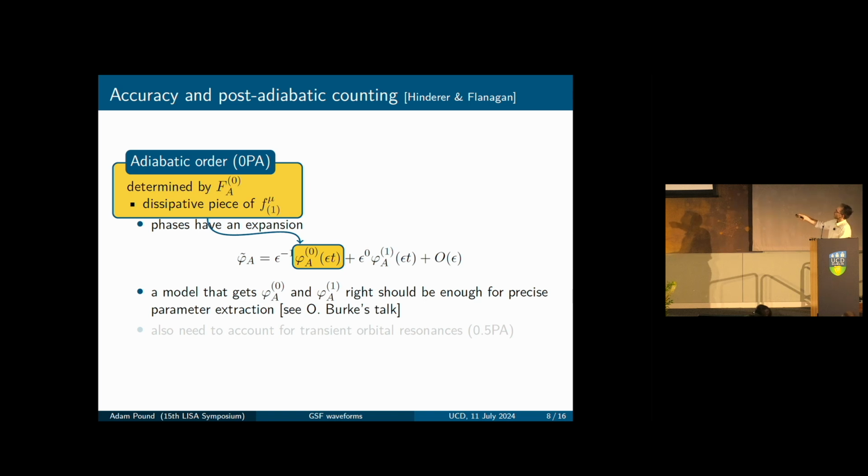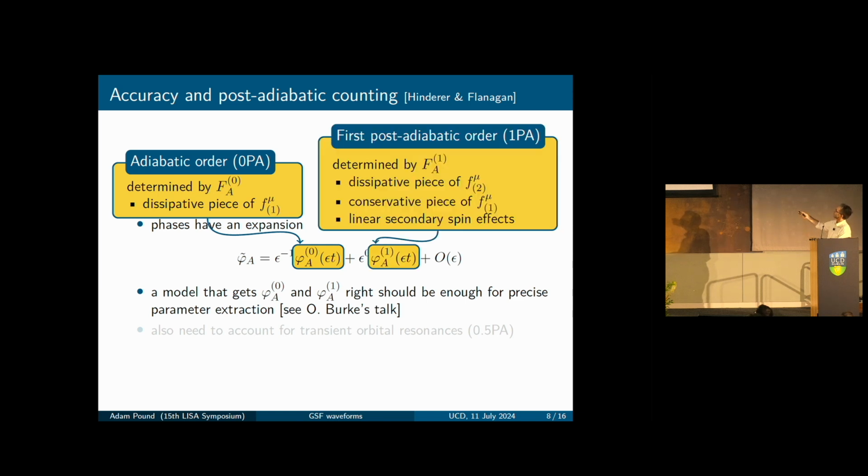Okay, so what do we need for these first two terms? This first term we call adiabatic order, or 0PA. This is entirely determined by the leading order forcing function in those ODEs that I showed you. And that leading order forcing function is constructed from the dissipative piece of the first order self-force. So that means we need to solve the first order Einstein equation, or at least part of it, to get this forcing function and to get the waveform out.